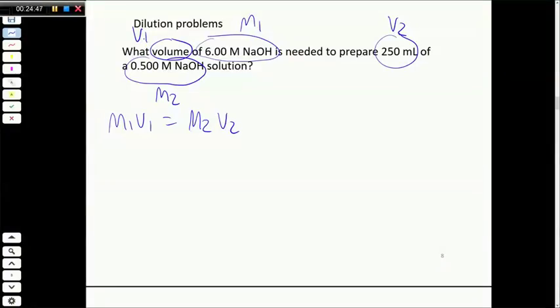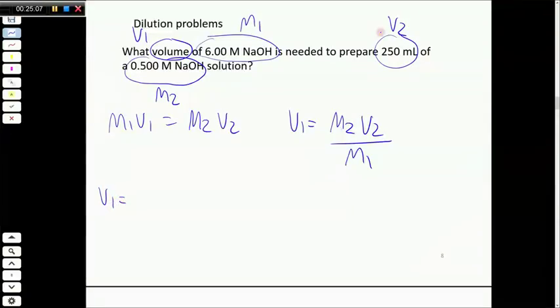Okay, so we just rearrange this equation and solve for V1. So M2 times V2 divided by M1, and that'll give us the volume of that first solution we need to put in here as part of this dilution. So we just start plugging numbers in. Now, one thing you might be curious about is, well, do we have to convert V2 into liters? You can, but you don't have to, because in this case it's a ratio.